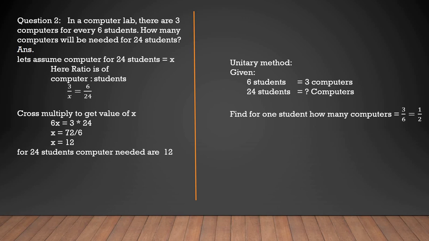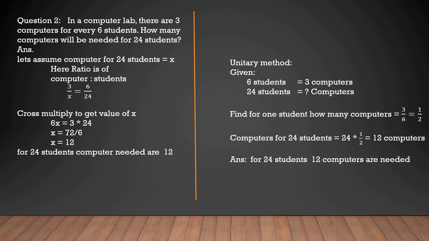Now let's find the computers for 24 students. Then I'm going to write 24 into half. That is, this 24 I will divide by 2. I'm getting 12 here. So for 24 students, I'm getting 12 computers.